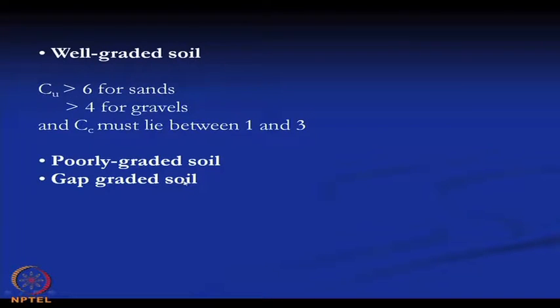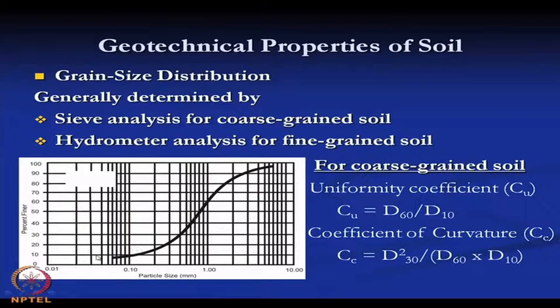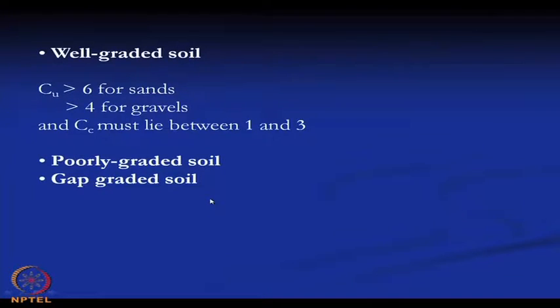And gap graded soil means one particular range of particle size is missing in the soil. So, the graph will be like this, it will start from here, then there is a gap, then it will start again. So, a particular range of the particle size is missing in the soil, and that type of soil is called gap graded soil.